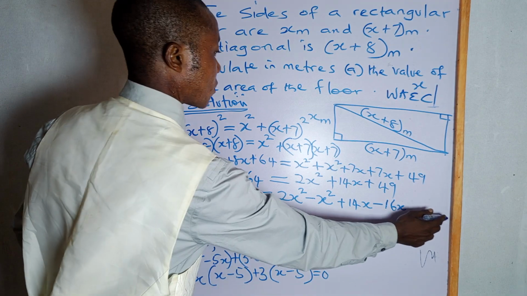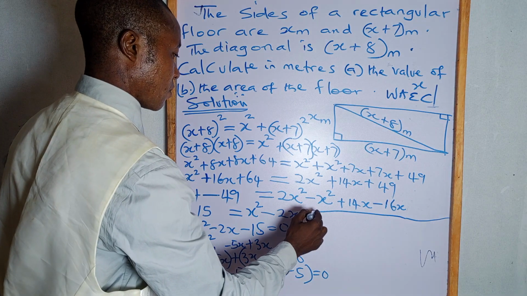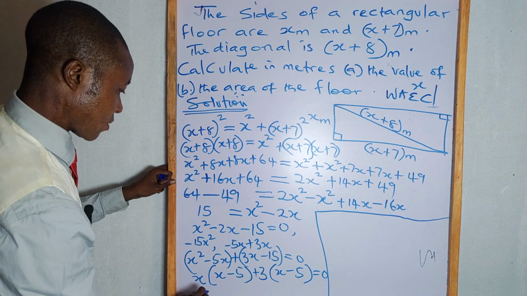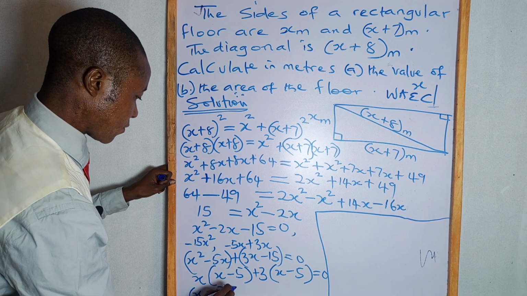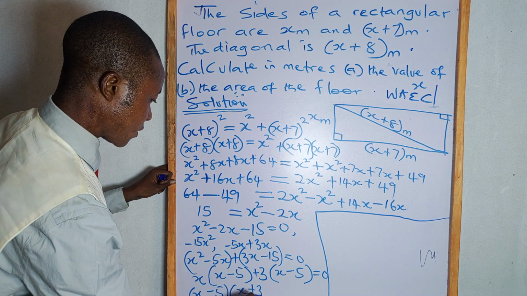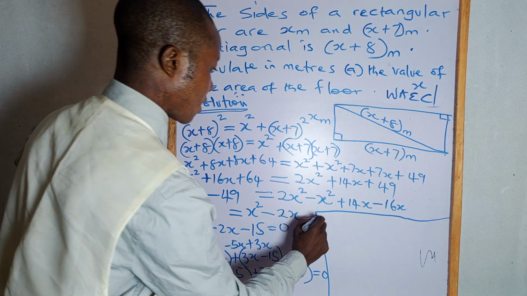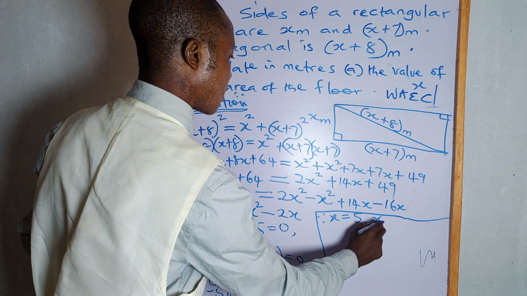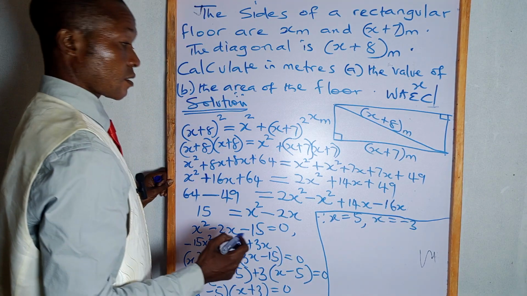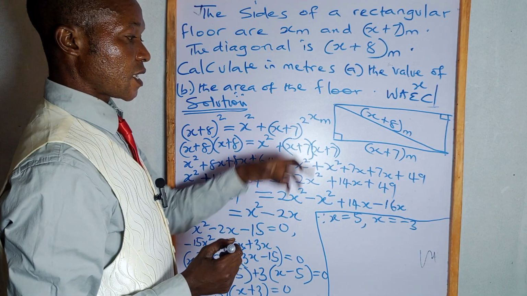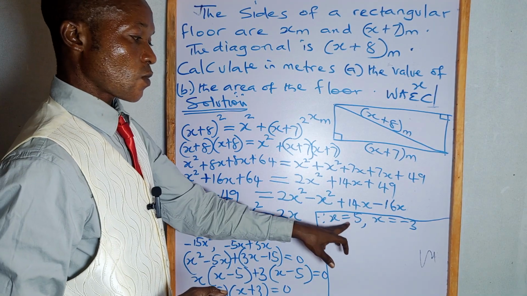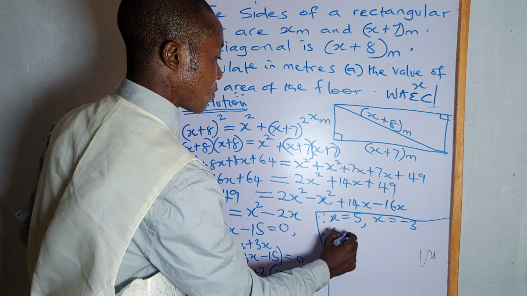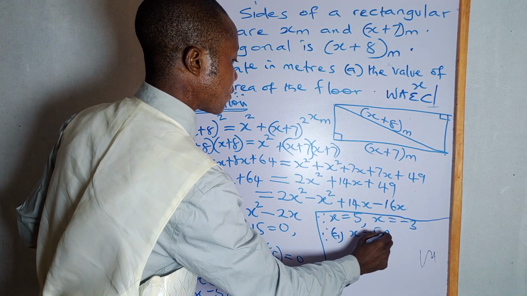Therefore, (x minus 5)(x plus 3) equals 0. Therefore, we have x is equal to 5, then x is equal to minus 3. But remember, we are looking for length. Length can never be negative. So because of that, we will consider 5. Therefore, for the A part, our x is equal to 5 meters.